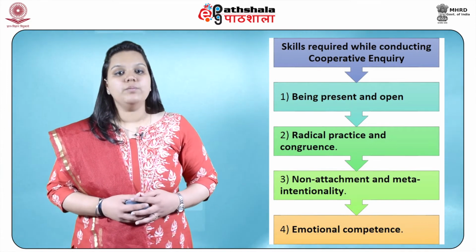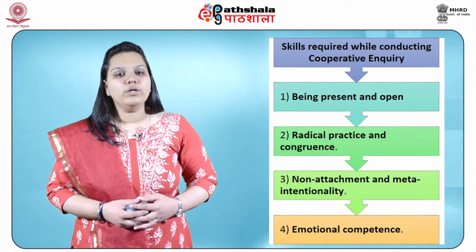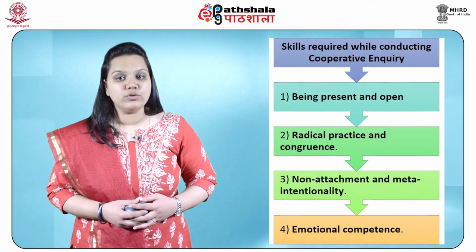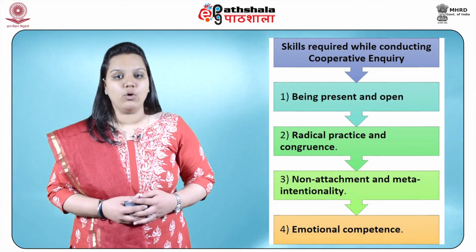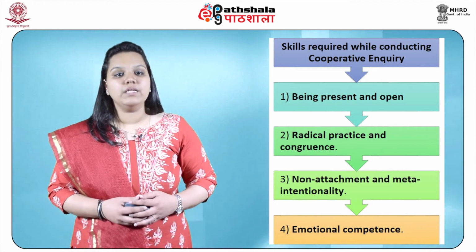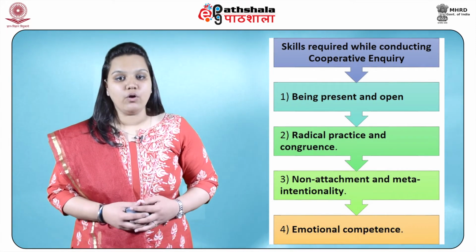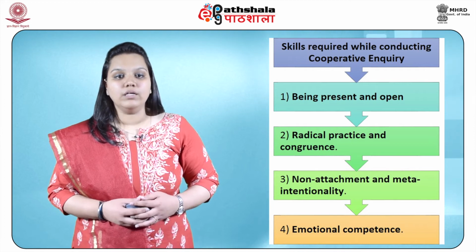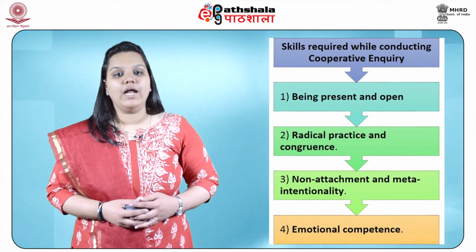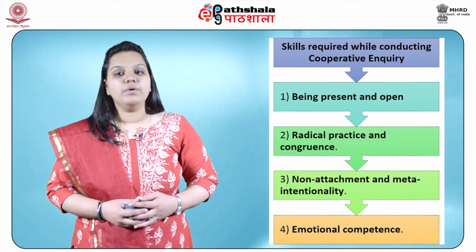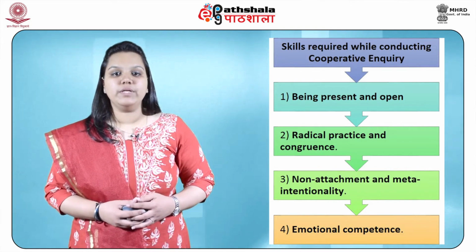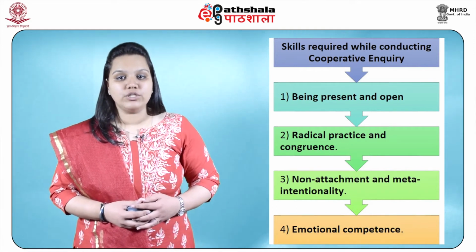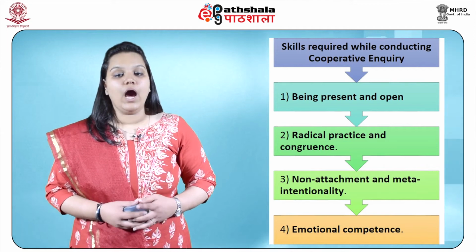2. Radical practice and congruence. While doing cooperative inquiry, the researcher should have the skill of radical practice and congruence, which simply means that the researcher should be aware of the purpose and the outcome, underlying values, its motive and defining norms. Being aware of any lack of resemblance between these different features of action and adjusting them accordingly are also included in this skill.